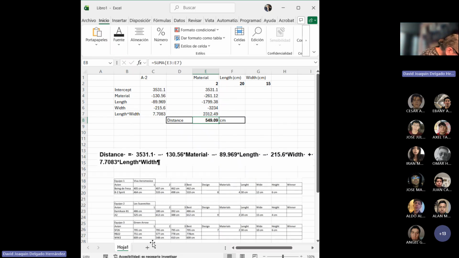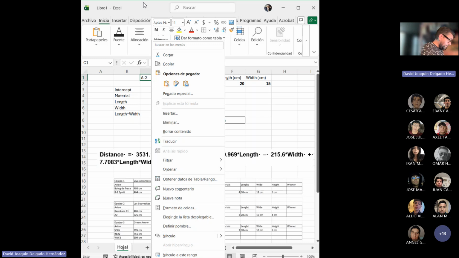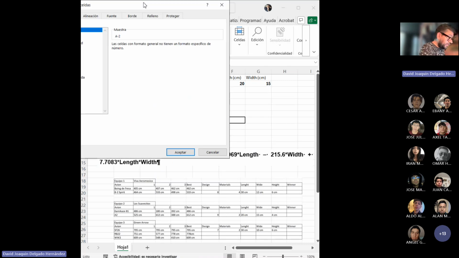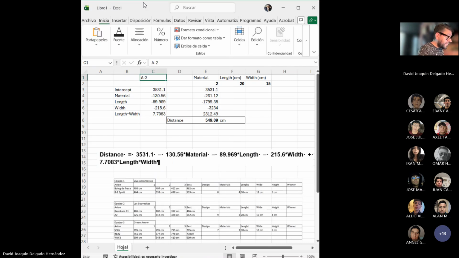Anyway, let us see the third team. The third team, the best airplane was SF-26. I will put it here. SF-26. Here.